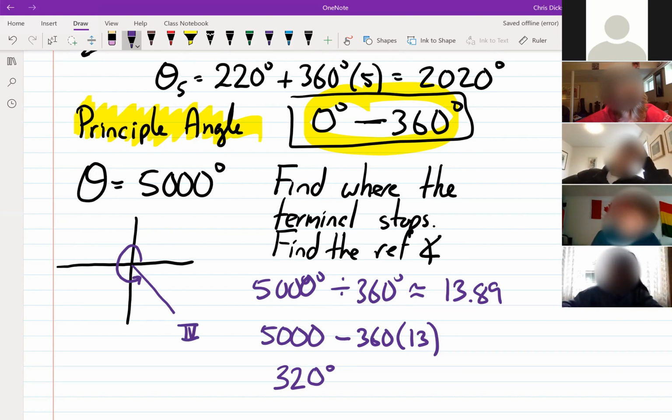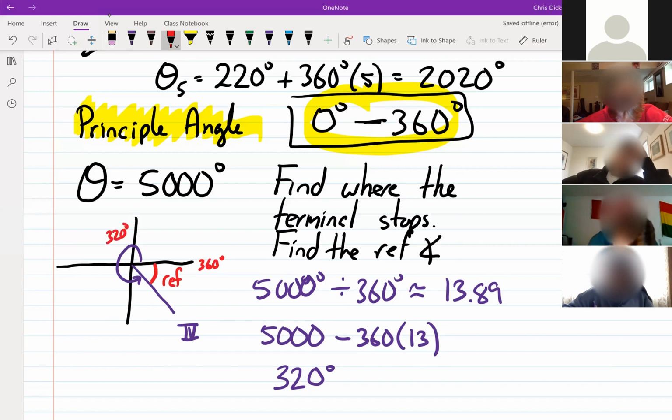And then the question is, how would you find the reference angle now? Well, the reference angle is the angle between the terminal arm and the x-axis. We know that a full turn is 360, and the one I just drew was 320. So the difference between 360 and 320 would be 40 degrees. So this would be a 40-degree reference angle.